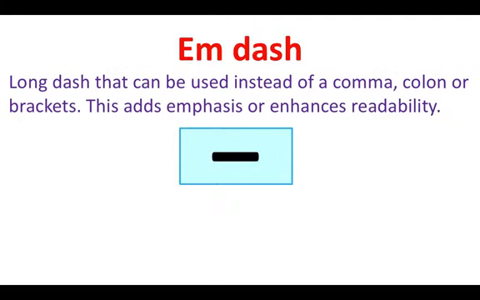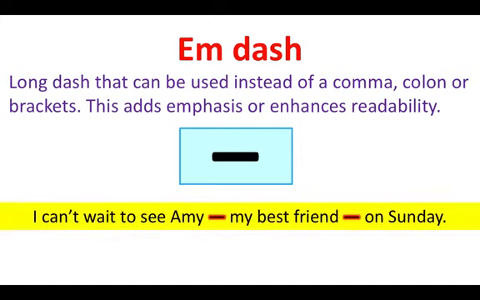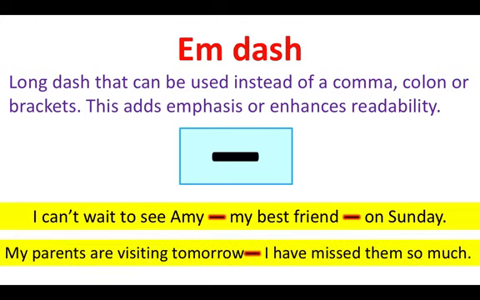M dash. M dash is a long dash that can be used instead of a comma, colon, or brackets. This adds emphasis or enhances readability. For example, I can't wait to see Amy, my best friend, on Sunday. My parents are visiting tomorrow. I have missed them so much.